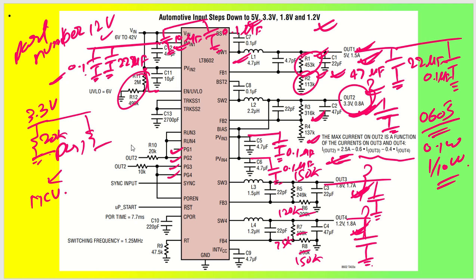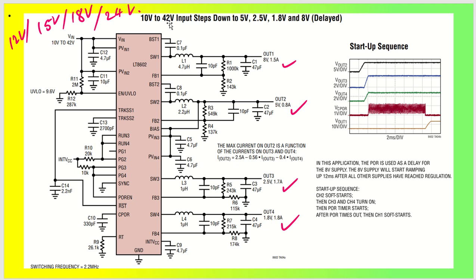Let me explain one more example that was given in the data sheet, which is actually 10 volt to 42 volt input and steps down to 5 volt, 2.5 volt, 1.8 volt and 8 volt. Okay, so there is a change here, 8 volt is there.